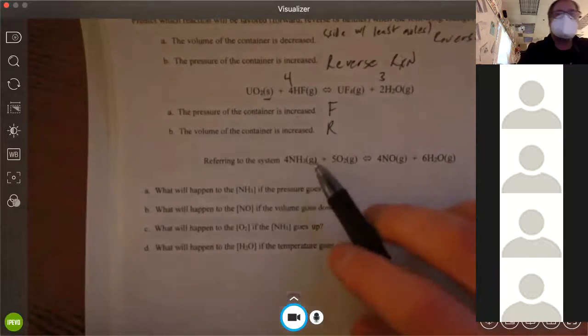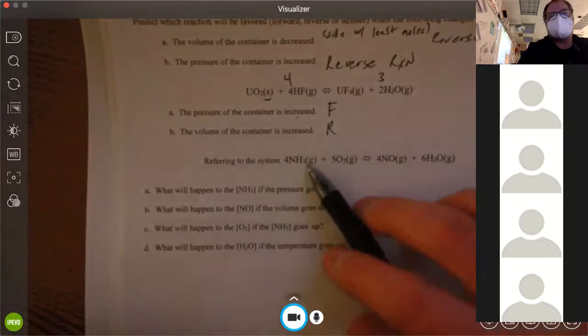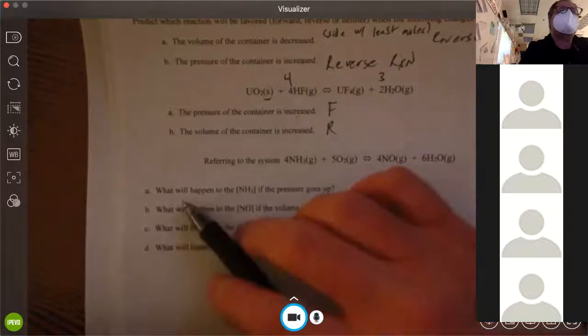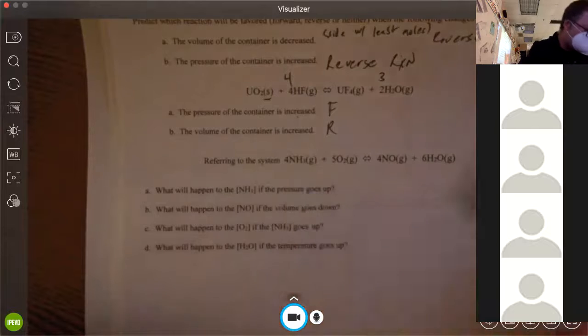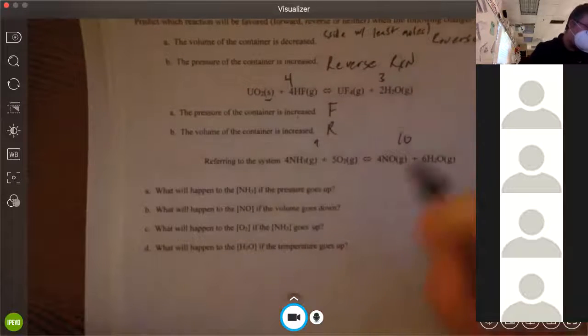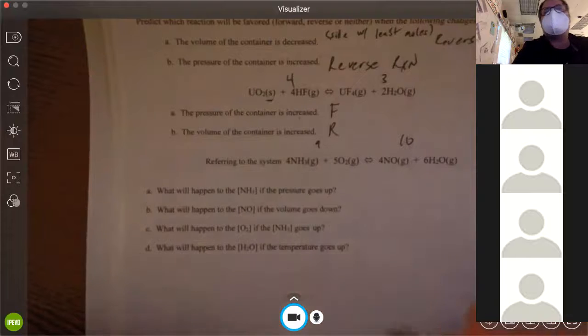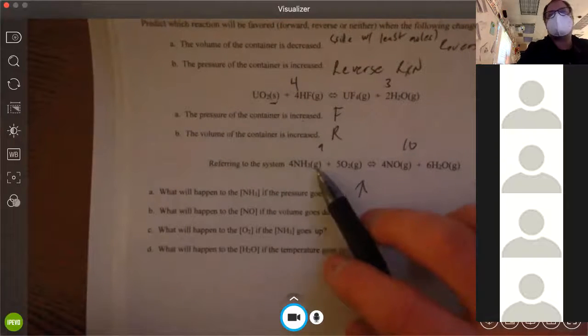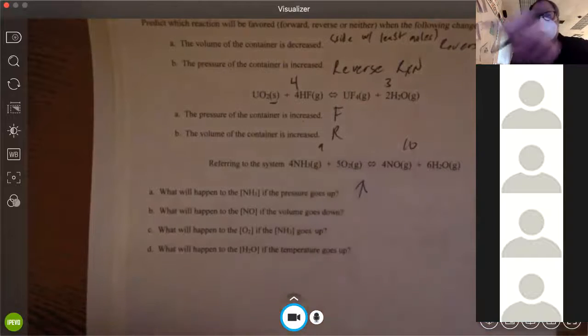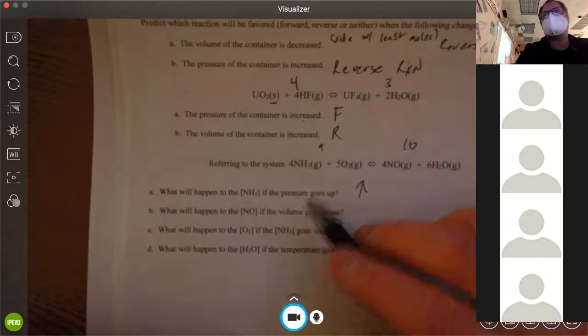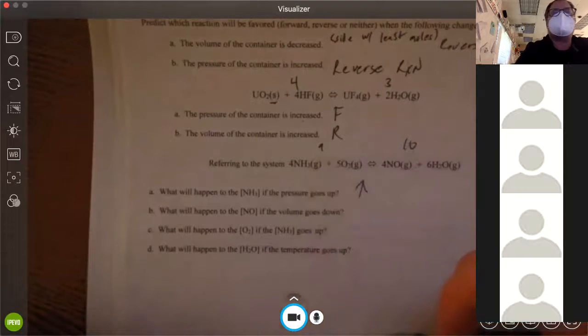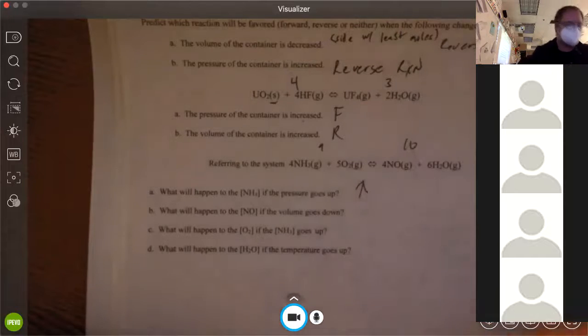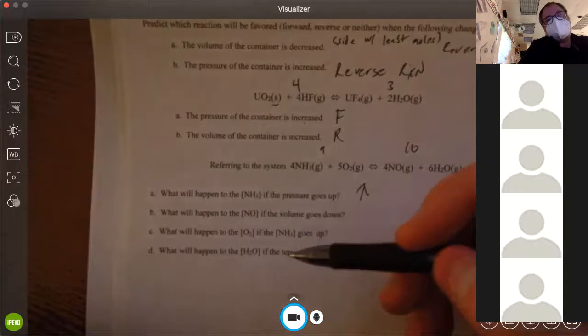So if we take a look here, our focus is not chlorine gas this time, it is ammonia. So what will happen to ammonia if pressure goes up? We need to look at this. We have 9 moles on this side, 10 moles on this side. Pressure goes up, that puts the squeeze on. Are we going to make more ammonia or less ammonia? More. Concentration of ammonia goes up because we favor the reverse reaction because it has the least amount of moles. When the pressure goes up, the squeeze is on, and the system is going to favor making the least amount of moles, because the least amount of moles take up less space.